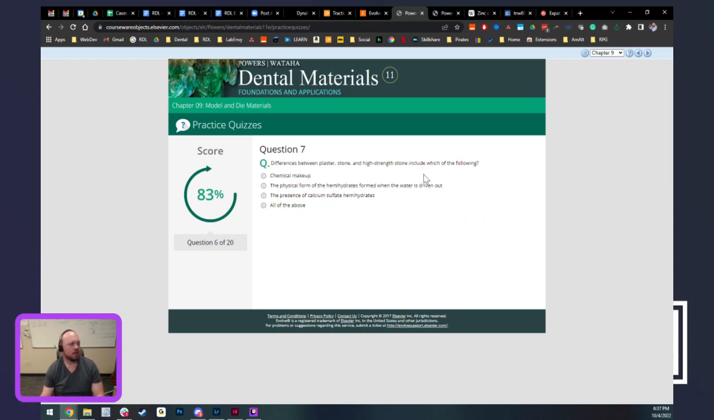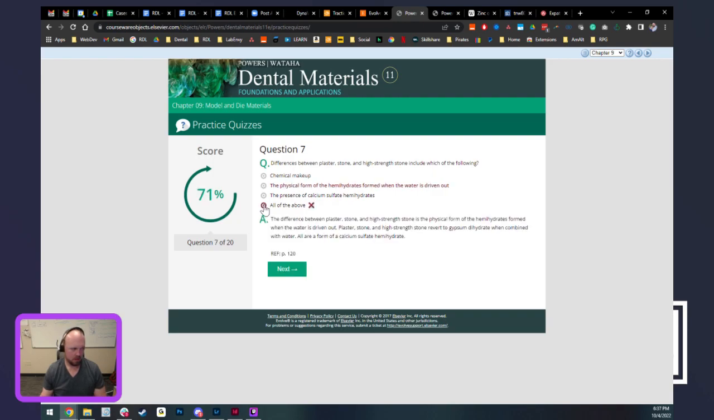Differences between plaster stone and high strength stone include which of the following? Chemical makeup, the physical form of the hemihydrates formed when the water is driven out, the presence of calcium sulfate hemihydrates. The physical form of the hemihydrates formed when the water is driven out. Okay.